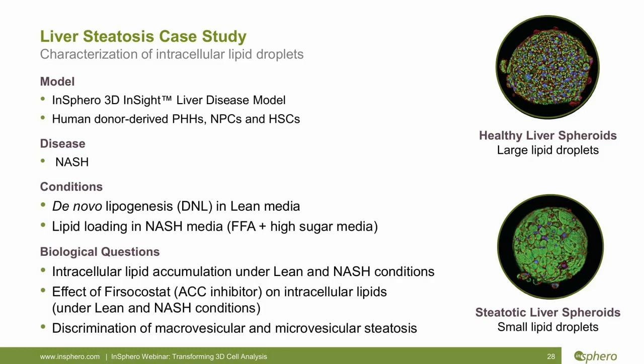There were three biological questions we wished to address with this study. The first was, what is the level of lipid accumulation under lean and NASH conditions, and how does it compare to the clinical manifestation of the early stages of NASH? And the second question was how the clinical compound forsocostat, an inhibitor of ACC, which is the rate-limiting enzyme in fatty acid synthesis, affects lipid accumulation under these two conditions. And then we further wanted to discriminate and classify lipid accumulation as either microvesicular or macrovesicular steatosis.